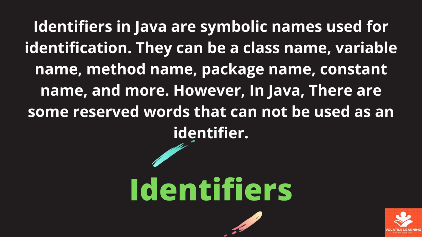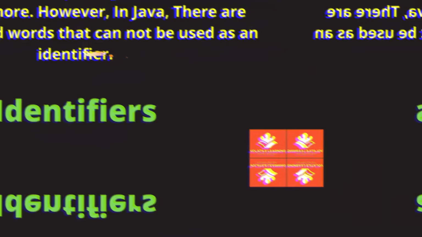Let us know what are identifiers. Identifiers in Java are symbolic names used for identification. They can be a class name, variable name, method name, package name, constant name, and more. And so this is the basic definition of identifiers. Now let us jump into the code to understand it better.